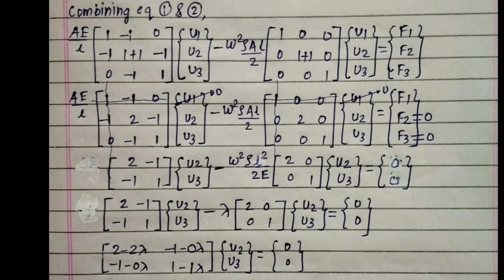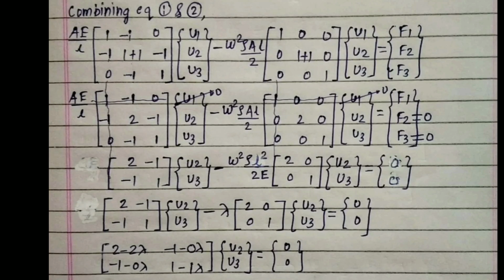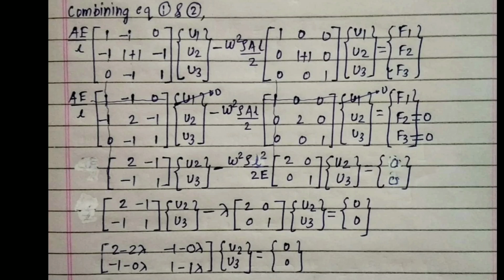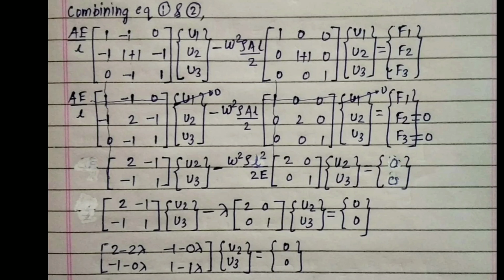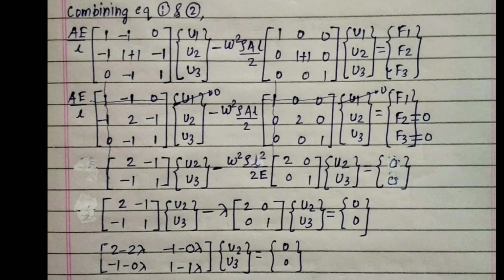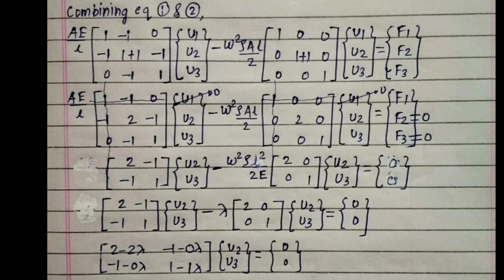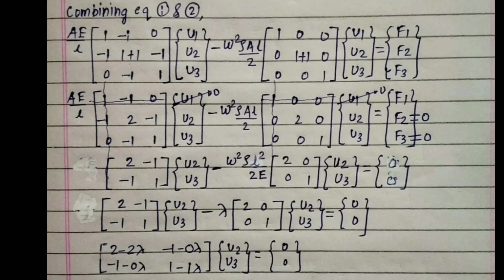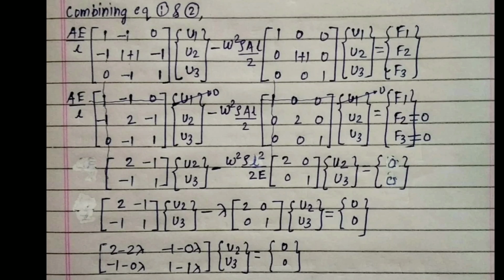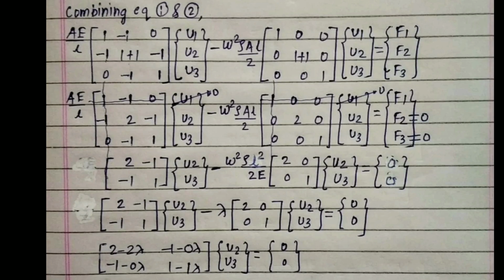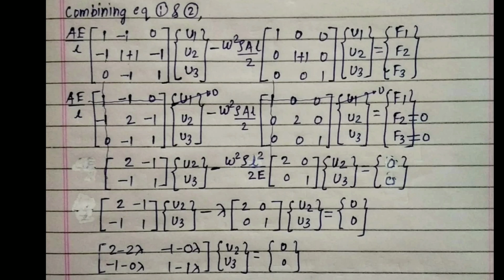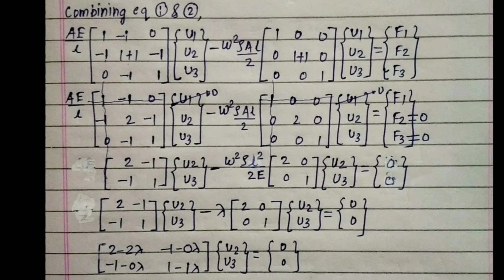So I will impose certain boundary conditions here. The structure is fixed at node 1, so displacement at node 1 is 0. So U1 is 0. As U1 is 0, the first row and first column of the stiffness matrix and mass matrix will get cancelled. Also I will divide this entire equation by AE by L.